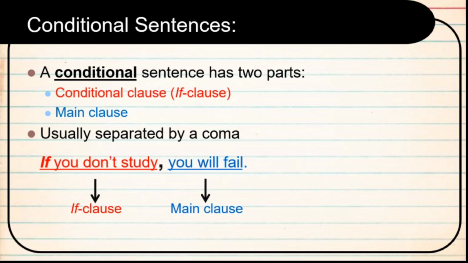Conditionals describe the result of a certain condition. The if clause, or the dependent clause, in this sentence tells you the condition: if you don't study. And the main clause, which is the independent clause, tells you the result: you will fail. The order of clauses does not change the meaning, so you can also say you will fail if you don't study. The meaning is still the same.